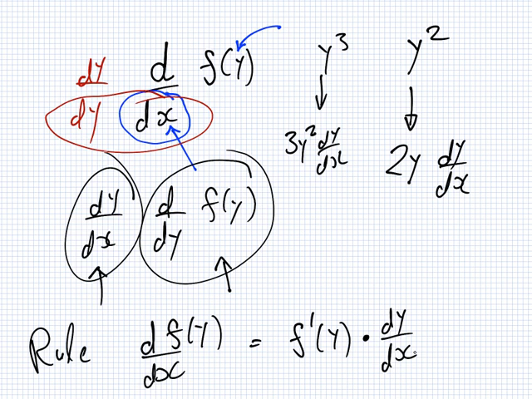How many people have seen this rule before? No? Two? Have you seen it before? You've seen this before? Sean, have you seen this rule before? Is that a yes or no? No, okay. Can I continue, Monica?